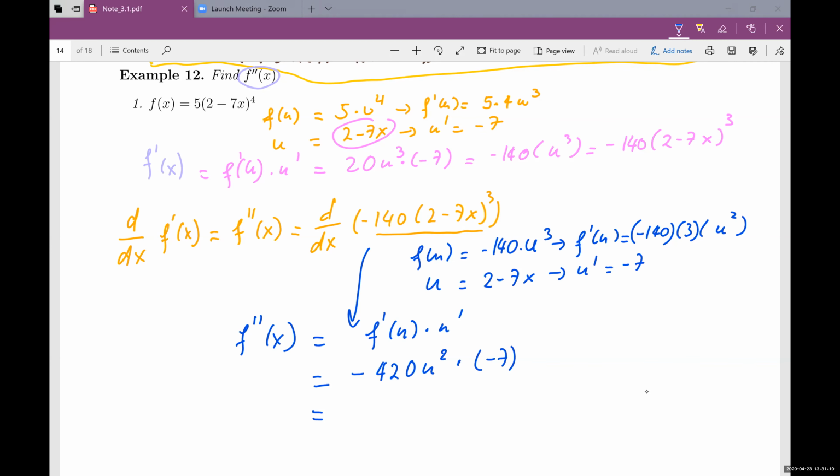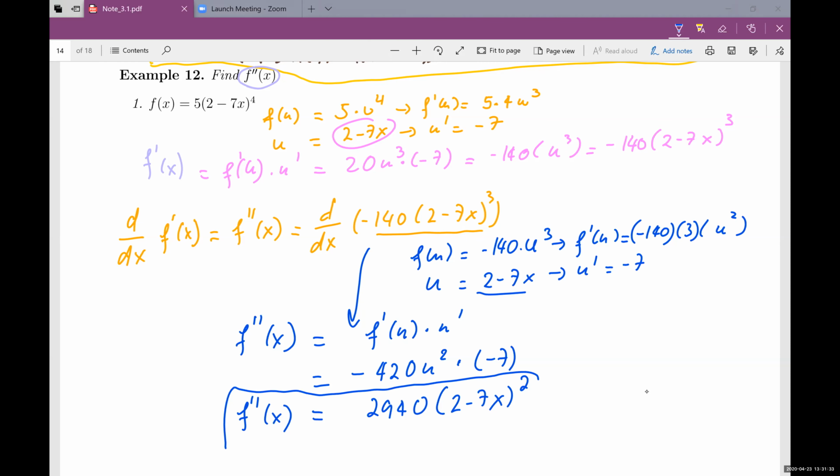Negative 420 times negative 7 is, negative and negative will give you positive, 2940 times u squared. What is u? U is 2 minus 7x, squared. So this is the second derivative of this function, 5 times (2 minus 7x) raised to the fourth.